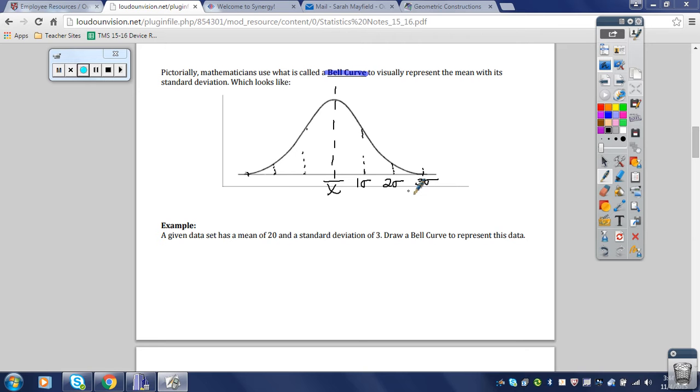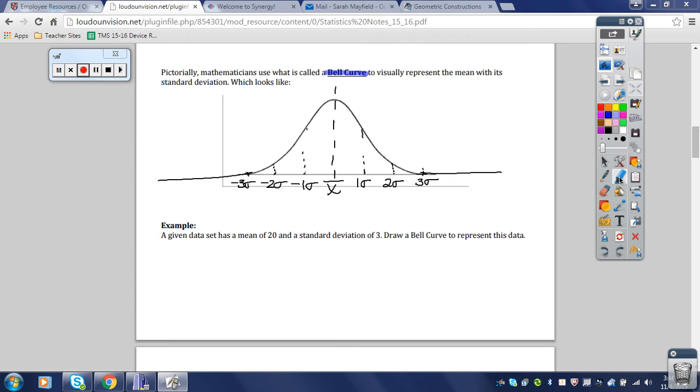Now notice it's to the right, so it's positive. Now if I go to the left, I'm negative 1 standard deviation away. If I go to the left another one, I'm negative 2 standard deviations away. If I go to the left one more, I'm negative 3 standard deviations away. Now a bell curve continues on forever, infinitely in either direction.